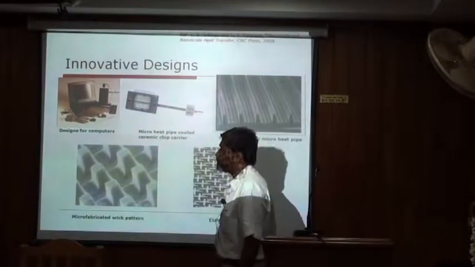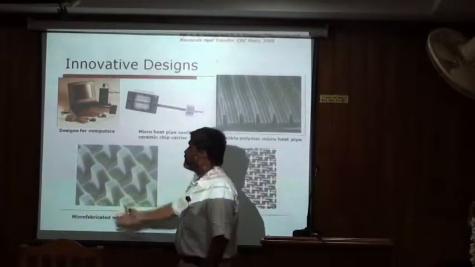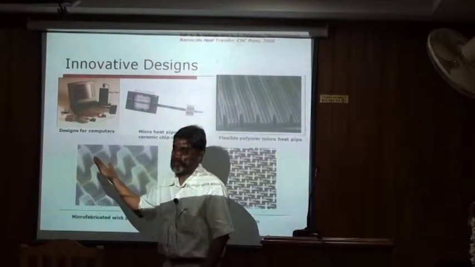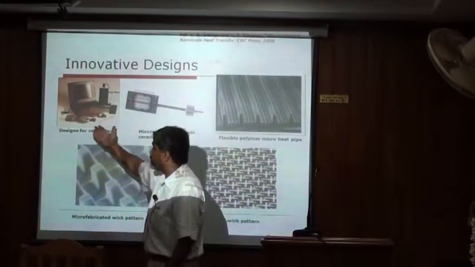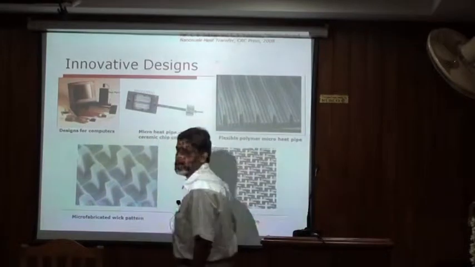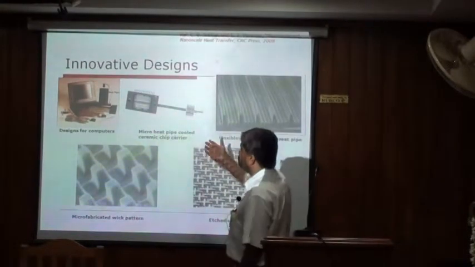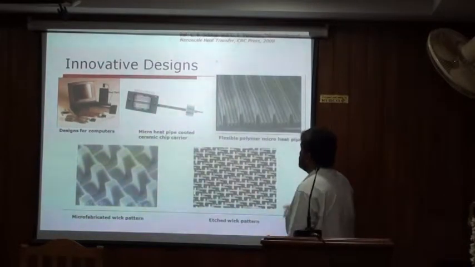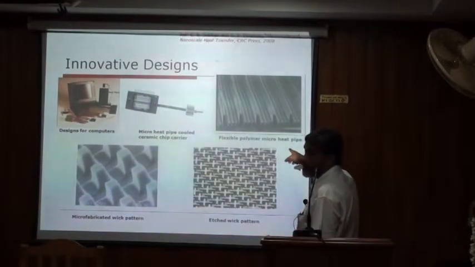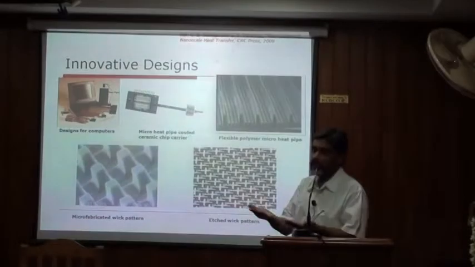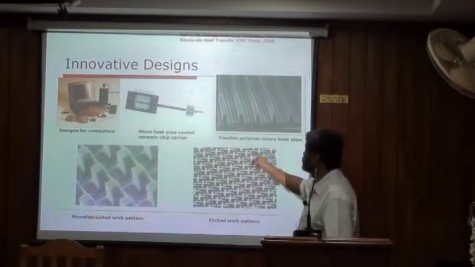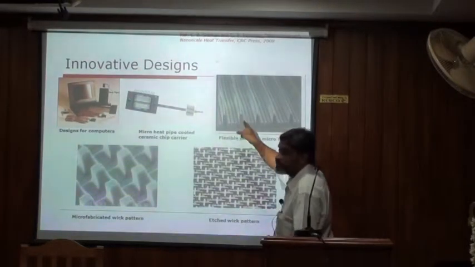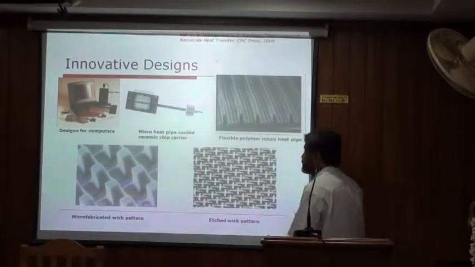Some designs, just qualitative, for use in computers, for example. Similar things Dr. Carpenter was also showing. But these are all made of micro heat pipes, not mega heat pipes. So this is another micro heat pipe called a ceramic chip carrier. This is a flexible polymer micro heat pipe. It's actually made on a flexible polymer membrane by cutting all these grooves. If I close it using another sheet of polymer, then all these channels can work as micro heat pipes.